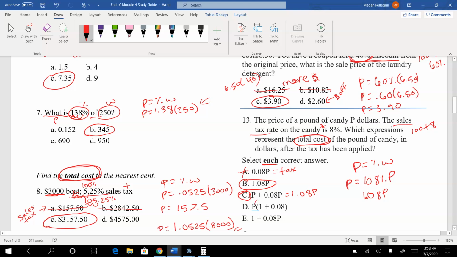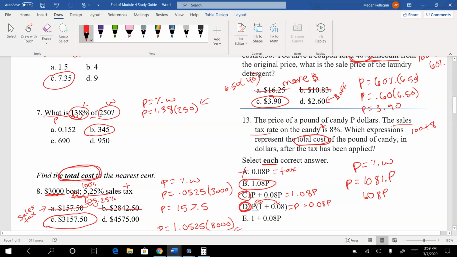Okay, so here we have the distributive property. P times 1 is P, and P times 0.08, so plus 0.08p would be really how I would write that. I always write that number first, my coefficient first, so 0.08p. And so then we end up with what we had in C. So D is a correct answer as well.